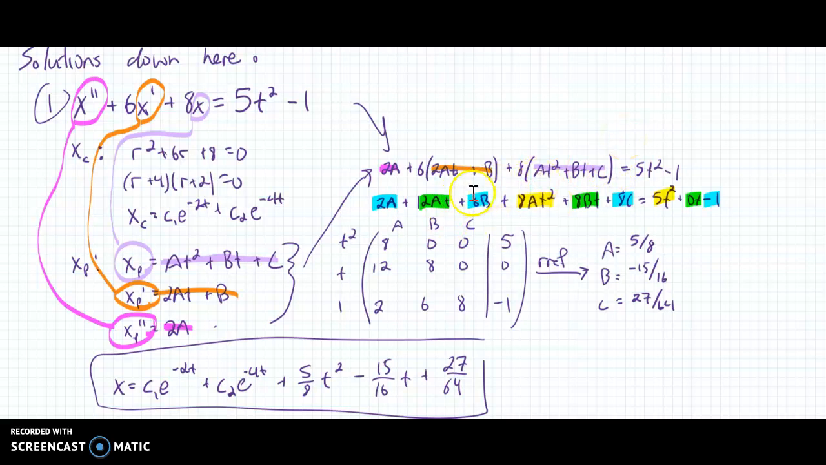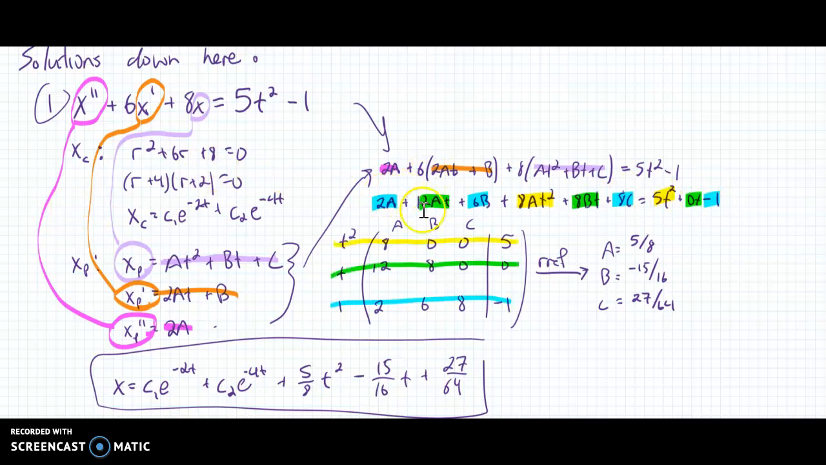From there, I just distribute things, and then this highlighting is color coding all the unknown pieces on the left-hand side to the different pieces that I have on the right-hand side. Notice it's 5t squared minus 1, so I got the 5t squared. I have no t's there, so I put a 0t term in there. And then I put a minus 1.